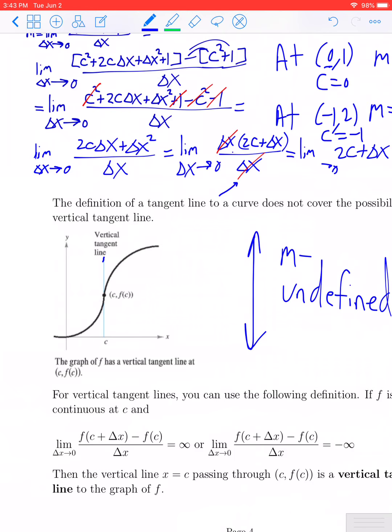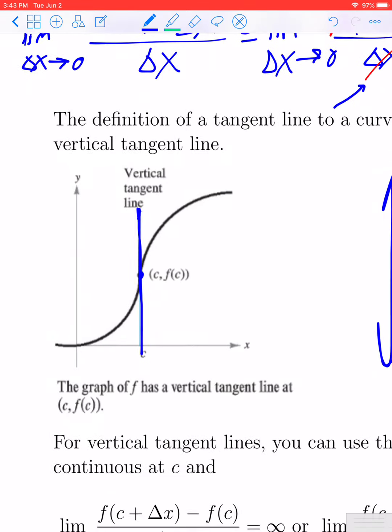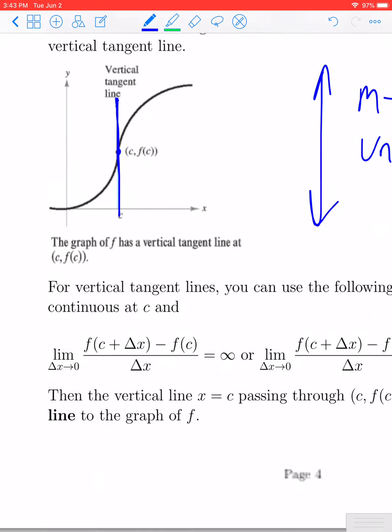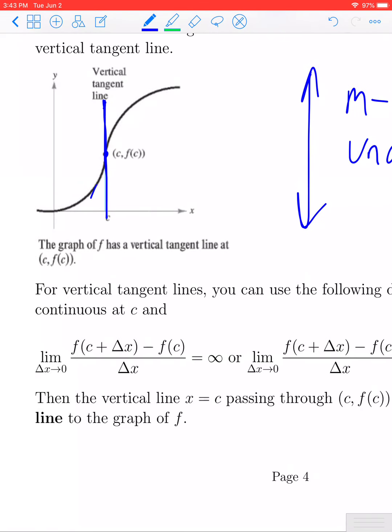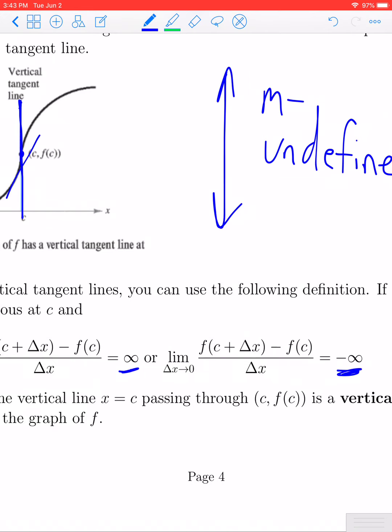And here's an example. If you look at this graph, at the point c, we actually have a vertical tangent line. If we investigate what's going on near the point x equals c, the slopes of the secant lines are going to get steeper and steeper, and that limit will approach either positive infinity or negative infinity. And if that happens, then that's telling us that we have a vertical tangent line at x equals c.